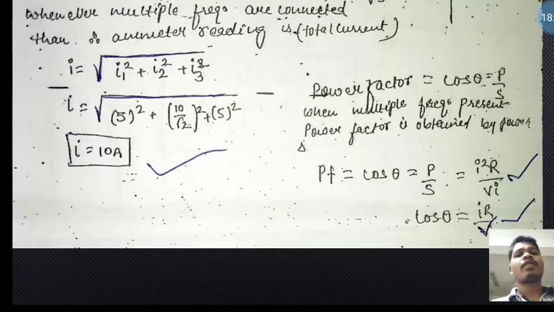Okay. So for the resultant current, I is equal to the square root of I1 square plus I2 square plus I3 square. So I is equal to the square root of 5 square plus (10 divided by root 2) square plus 5 square. Then you will get I is equal to 10 ampere, and power factor is equal to cos theta, where cos theta is equal to P divided by S. When multiple frequencies are present, the power factor is obtained by the power. That is, cos theta is P divided by S, where P is I square R and S is VI, so cos theta is equal to I square R divided by VI. Here I will get cancelled, so cos theta is I R divided by V.